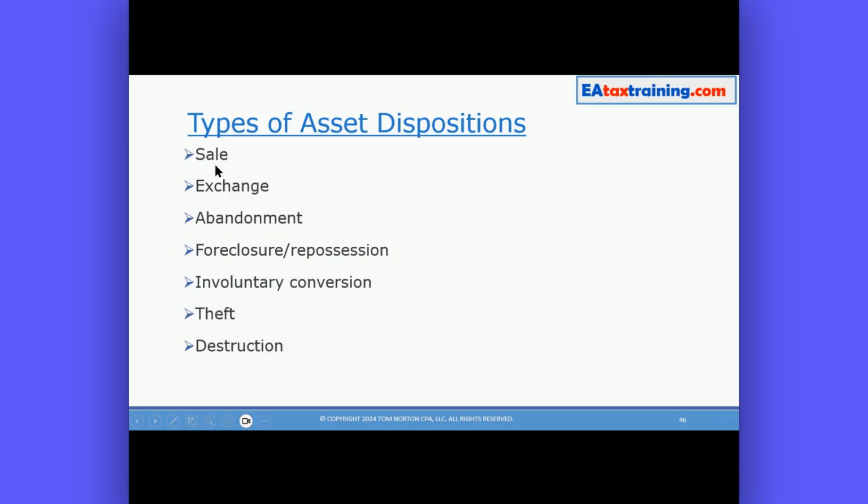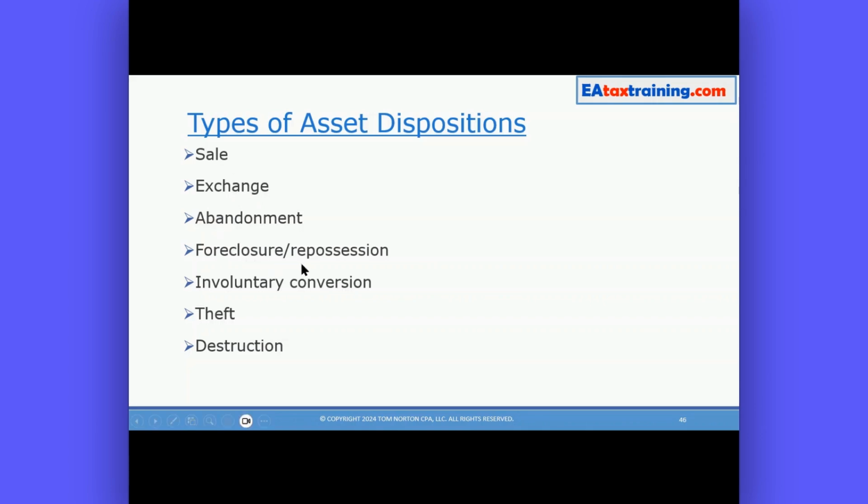There are various types of asset dispositions. Sale is the most common. You simply sell an asset. That's what we're going to focus mostly on in this video. You could also have an exchange. We'll talk about that very briefly. You could abandon the property, just stop using it, abandon it, throw it away, whatever.